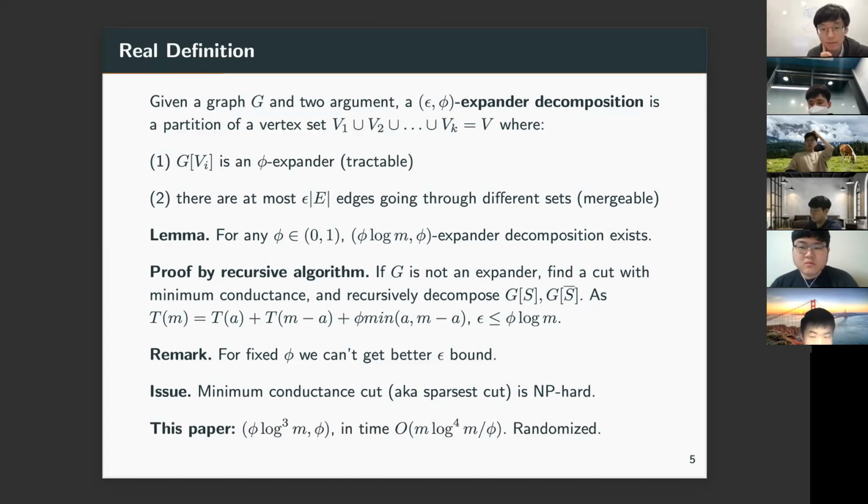So this paper finds a phi log cubic m expander decomposition in time m log quartic m divided by phi, and this is a randomized algorithm.